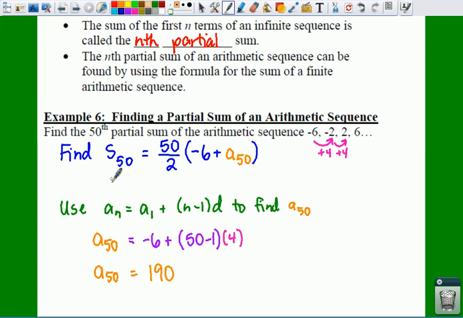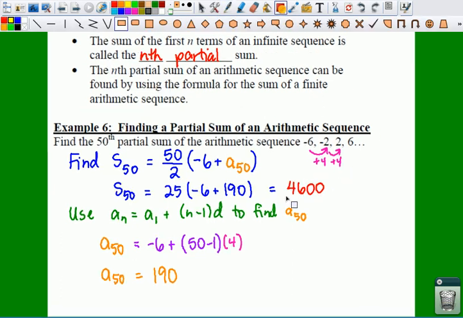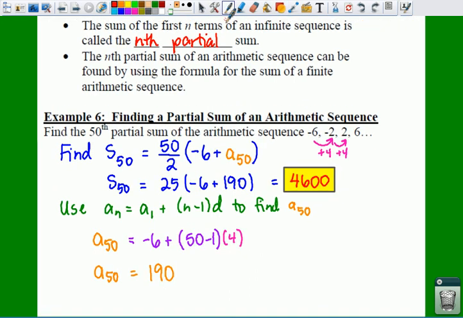Then to find your sum, can we plug this into our original formula? So 50 over 2 is just 25, times -6 plus your 50th term, which is 190. I definitely would not want to count that up that many times. So you get a final solution of, what do you get when you add all those terms together? 4,600, also known as 46 hundo. Ta-da!